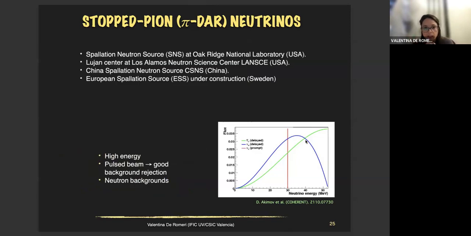There are different laboratories that can generate these neutrinos at present, like the Spallation Neutron Source, which is the one used by COHERENT in the US, another one also in the US at the Lujan Center, one in China, and there is the European Spallation Source under construction in Europe. This source is characterized by a high energetic flux. It's a pulsed beam, so this information can be used to reject at least part of the backgrounds, although backgrounds from neutrons are usually very large, and so they have to be treated carefully.